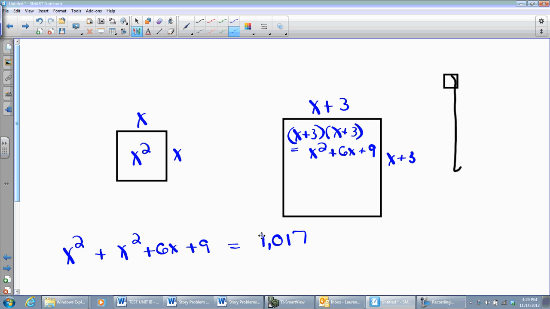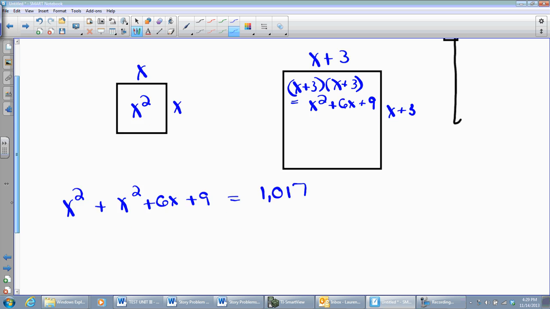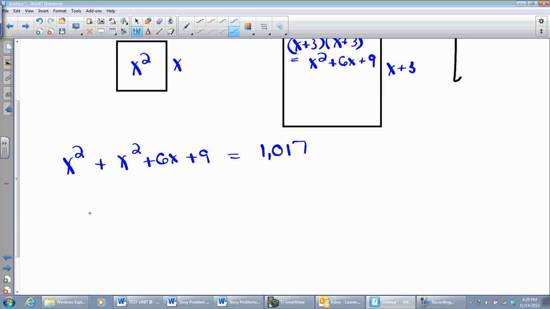I feel like I've made a silly mistake there, but I don't think I have. This is good. So now I'm going to add my like terms, 2x squared plus 6x minus 1008. How did I get that? I subtracted 1017 from both sides, right? Okay, I combined like terms.